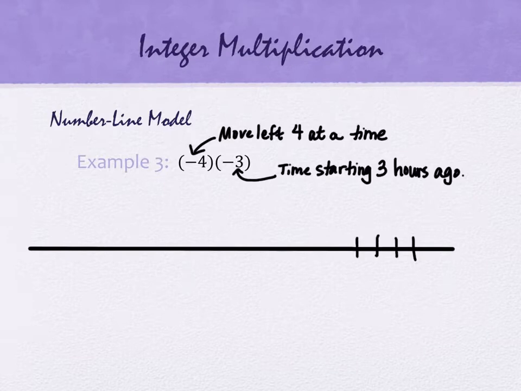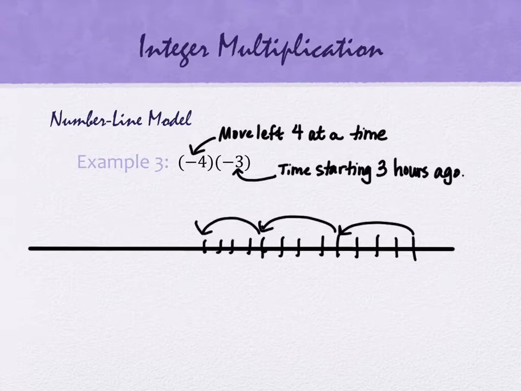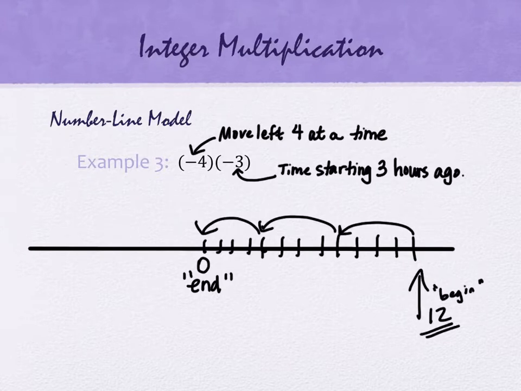So here's 1, 2, 3, 4. So here's my jump backward 4. 1, 2, 3, 4. And here's my jump backward 4. And 1, 2, 3, 4. And here's my jump backward 4. And the reason I did it 3 times is because I'm multiplying by -3. 0 is where I end. So thinking in terms of a number line, where did I begin? 12. And where I began is my answer.